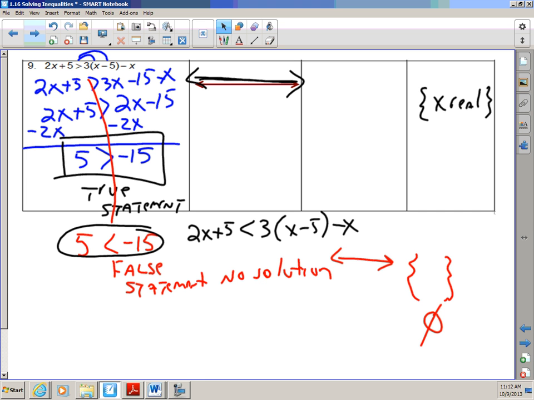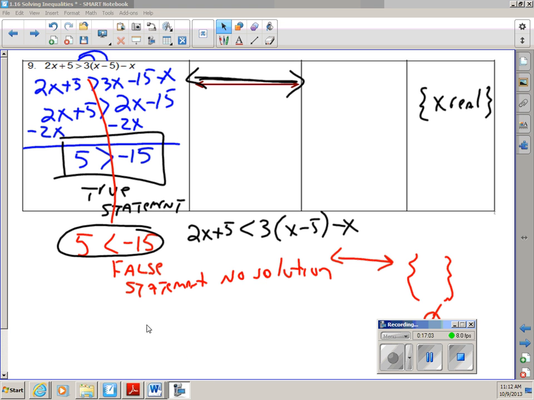Okay? So, a couple of summary points on inequalities. You solve them the same way as if you were solving an equation, except you have to be careful with regard to multiplying or dividing by a negative, which would result in you reversing the inequality symbol.